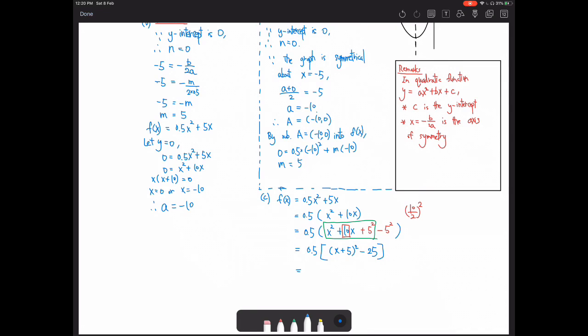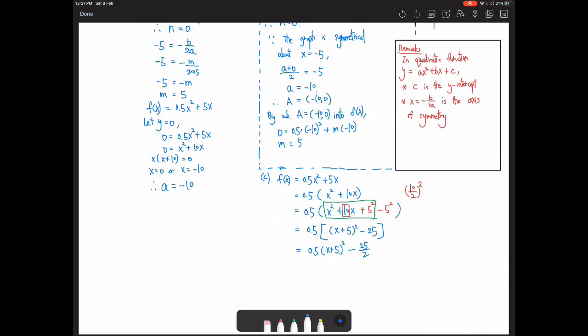The last step, you distribute 0.5 into the bracket. Then you have equals 0.5 times (x plus 5) squared minus 0.5 times 25, which is 25 over 2. You may write it in terms of fraction, 1 over 2.